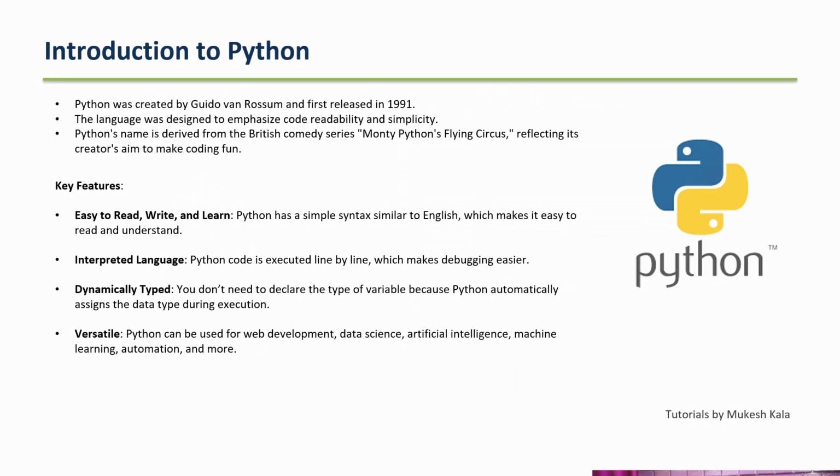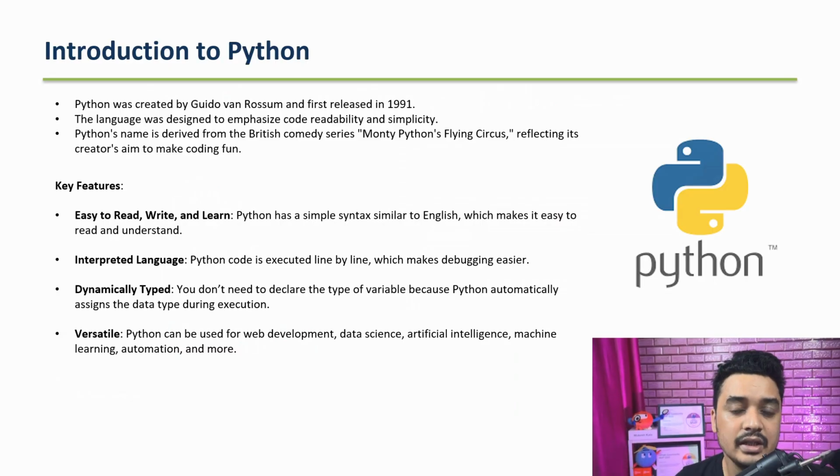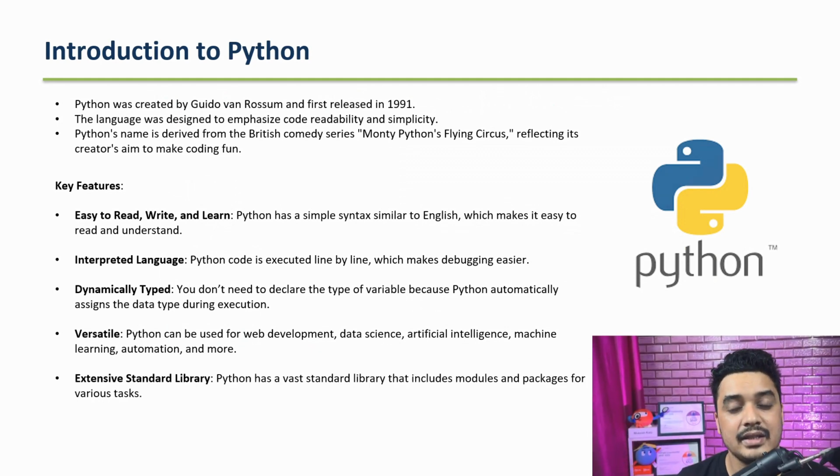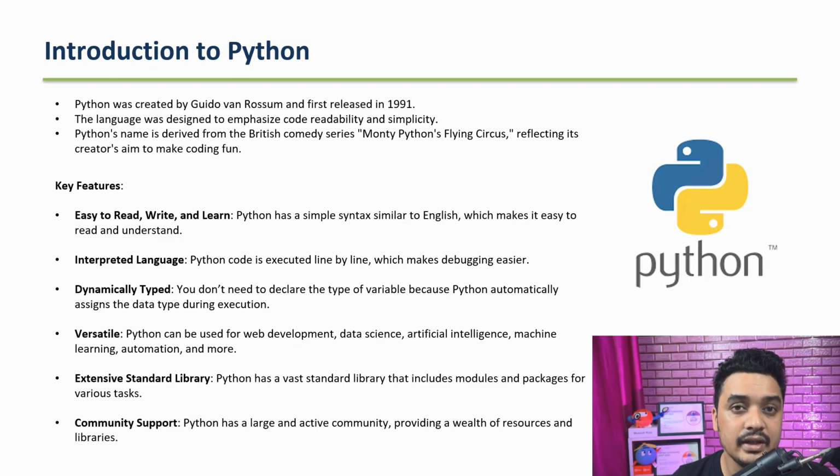Python has versatile applications. It can be used in web applications, AI, ML, and a lot of other areas. So it's not only restricted to writing small programs, you can use it for other purposes as well. The other feature of Python is that it has an extensive standard library, meaning that it has a vast set of libraries to accomplish your day-to-day tasks.